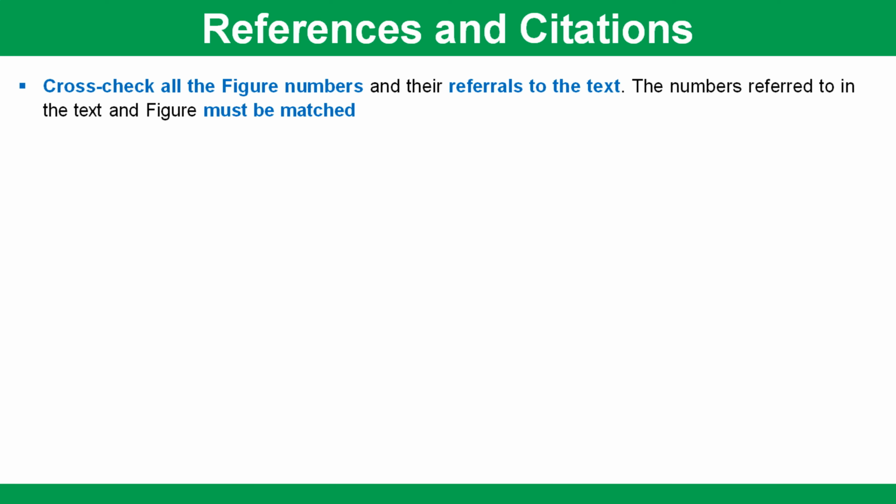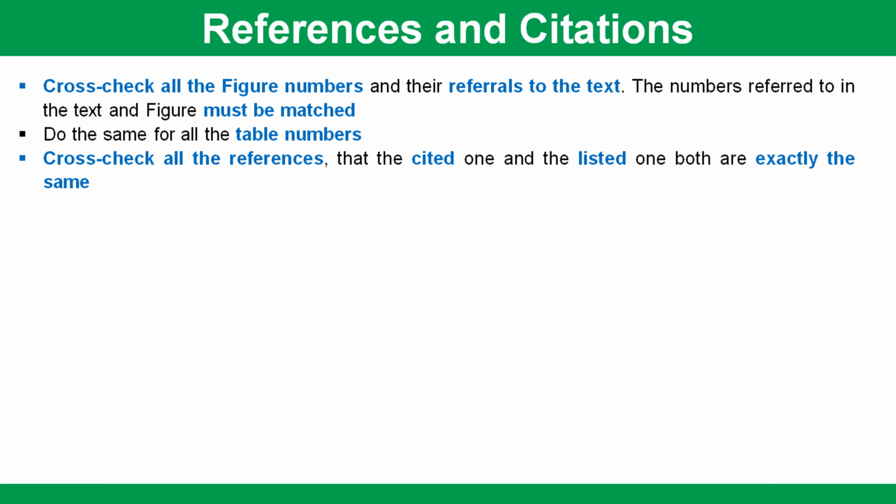Ensuring accuracy in references and citations is extremely important. Cross-check all figures and table numbers and their referral to the text to ensure consistency. The numbers referred to in the text, figures, and tables must match accurately, maintaining clarity and precision in your paper. Verify all the references to ensure that the cited sources and the listed references are exactly the same.